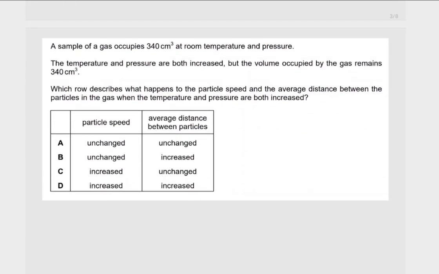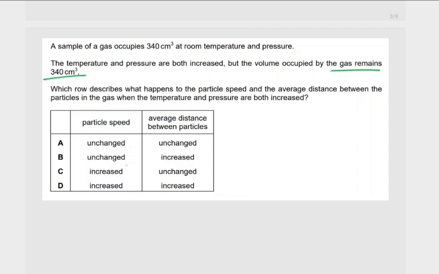A sample of gas occupies 340 centimeter cubed at room temperature and pressure. The temperature and pressure are both increased, but the volume occupied by the gas remains constant. Which row describes what happens to the particle speed and the average distance between the particles in the gas when the temperature and pressure are both increased?